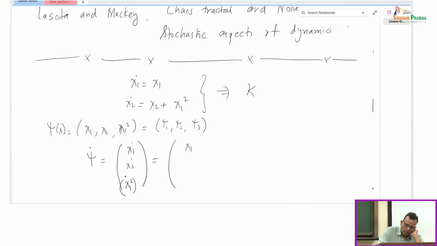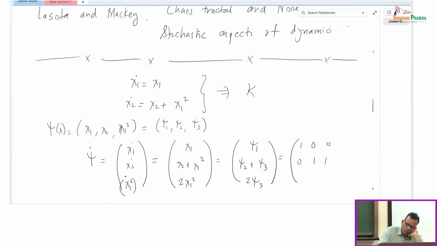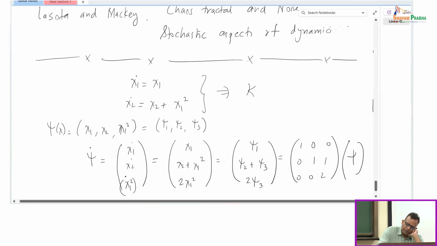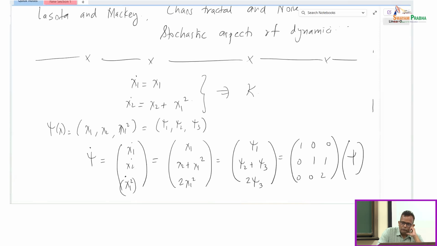What is x2 dot? x2 dot is x2 plus x1 square. What is x1 square dot? It will be 2 times x1 times x1 dot, which is 2 times x1 square, right? Now this is nothing but psi1. This is psi2 plus psi3, and this is 2 times psi3, right? So I can write it in the matrix form as 1 0 0, 0 1 1, and then 0 0 2, times psi. Okay? So now you have a finite dimensional Koopman generator for the system.